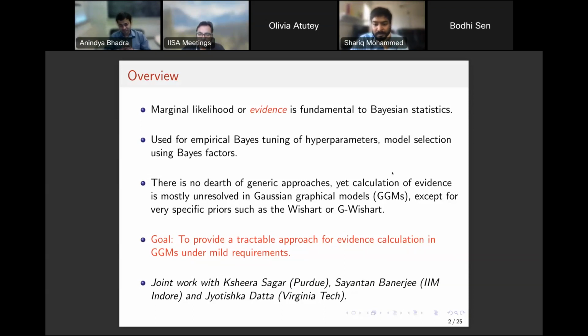Before proceeding further, let's give credit where it's due. The bulk of this work is done by Shiraz Sagar, my PhD student at Purdue, who has been extremely productive and is just about to graduate this year with a PhD. And then Shantan Banerjee at IIM Indore and Jyotishka Datta from Virginia Tech, who is also a co-host of this seminar.